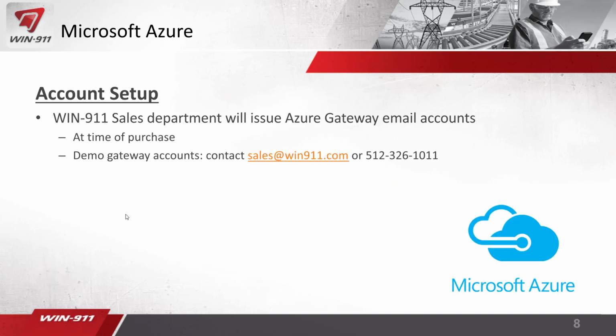The Win911 sales department is going to issue the Azure Gateway email account. This is done when you purchase the software or the support contract. They will issue you an account to use for the gateway. The demo gateway account, if you want to get that for the 30-day demo, just contact sales at win911.com or give us a call.